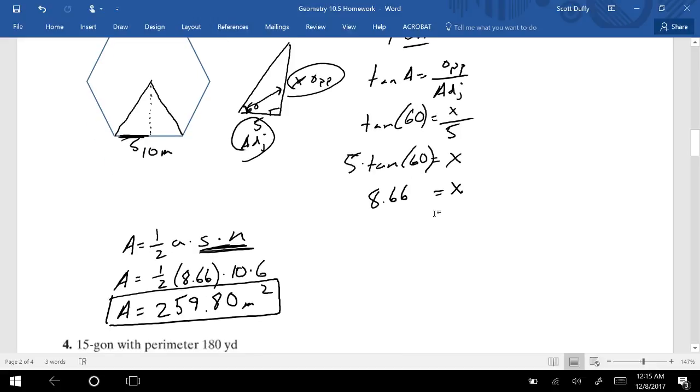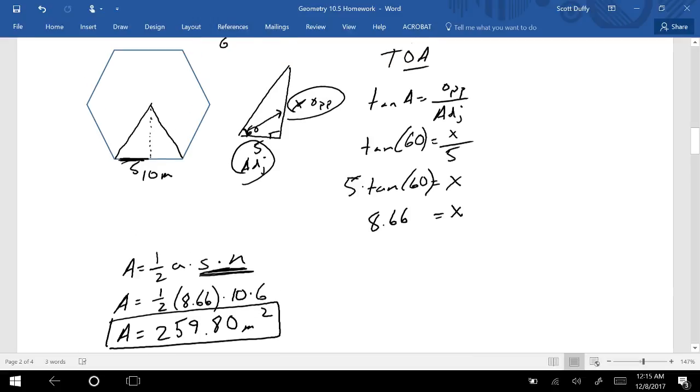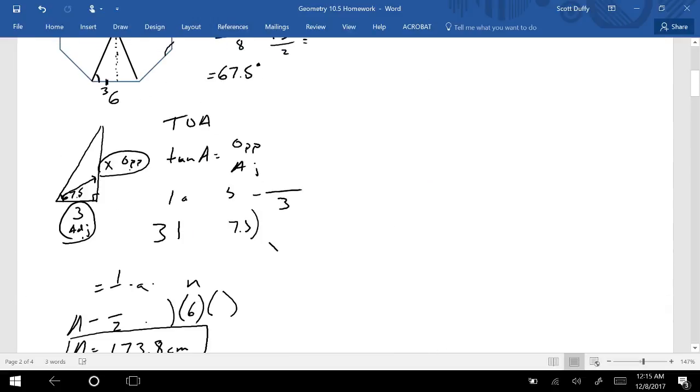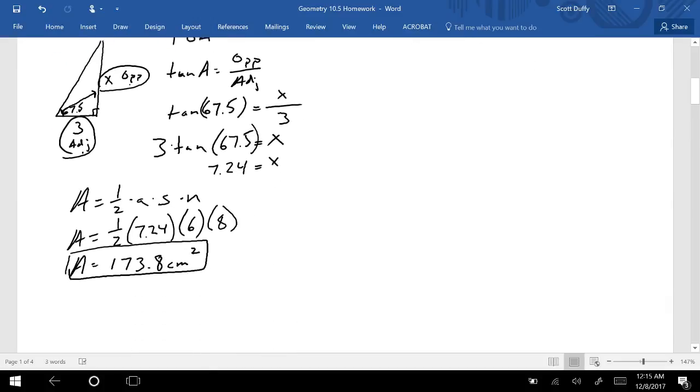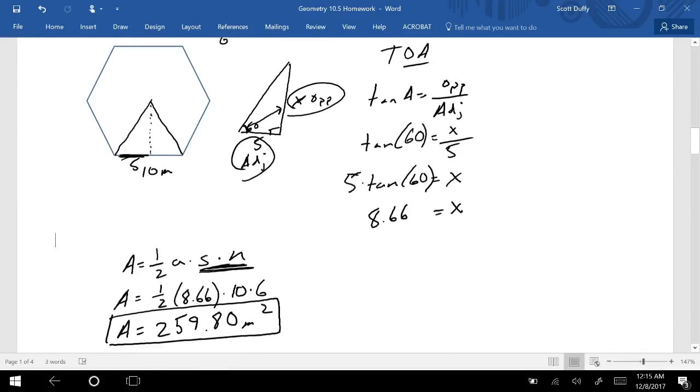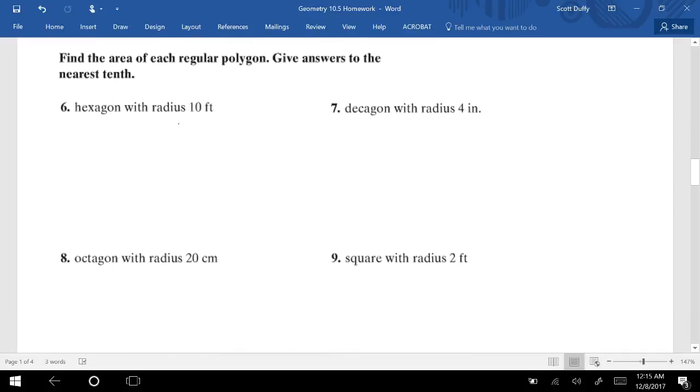Good luck with number 4. Number 4 should be similar to the way I did number 1. Similar steps. Okay. Now, I want to find the area of each regular polygon, so I'm going to do number 7 and number 9 for you.